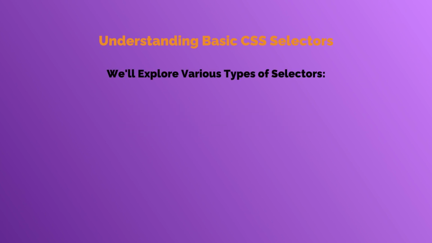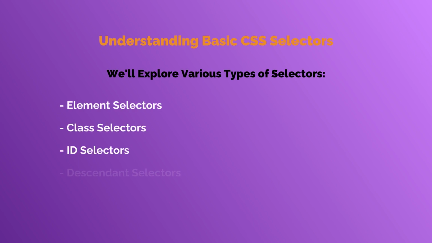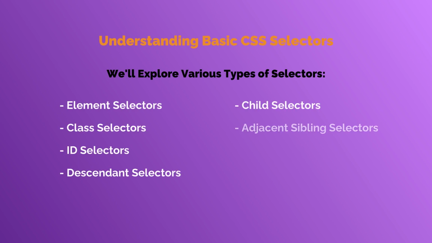We'll explore various types of selectors, including element selectors, class selectors, ID selectors, descendant selectors, child selectors, adjacent sibling selectors, general sibling selectors, and group selectors. By the end of this video, you'll have a solid understanding of these basic CSS selectors and how to use them in real-world scenarios.